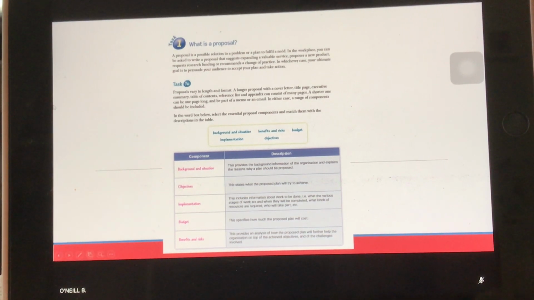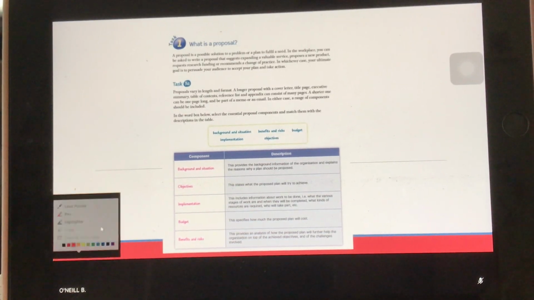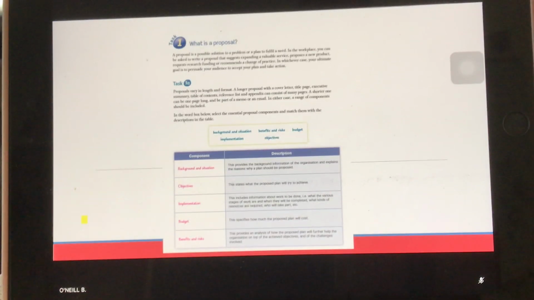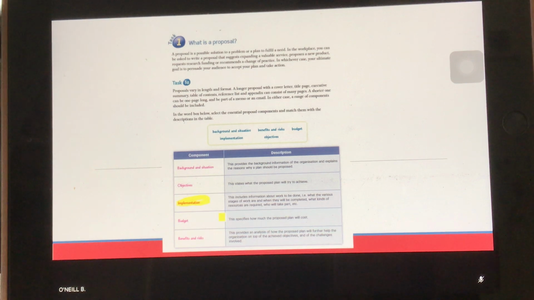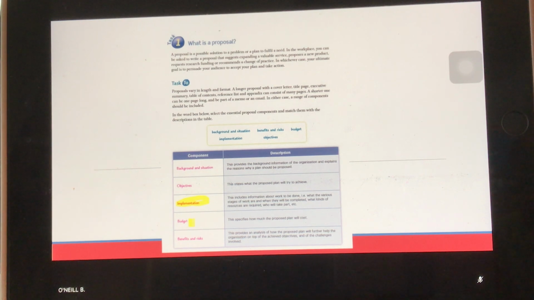Implementation means how you will do something. How you will actually do it. Implementation. That will be useful later. This includes information about work to be done, what the various stages of work are, and when they will be completed. Also, what kind of resources will be required, and who will take part. Budget should be pretty clear. That's how much it costs.